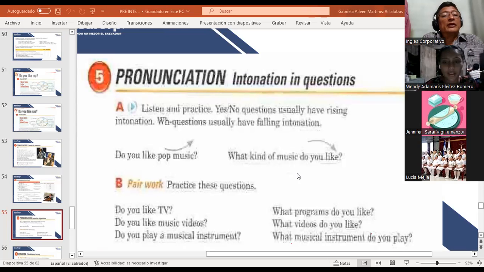Hágalo despacio. What musical instrument do you play? Okay, así, ¿eh? Lento y despacio. All right. Do you play a musical instrument? Do you play a musical instrument?